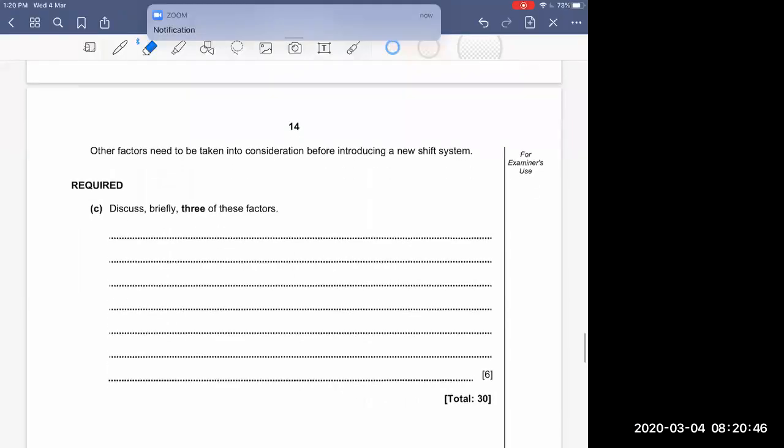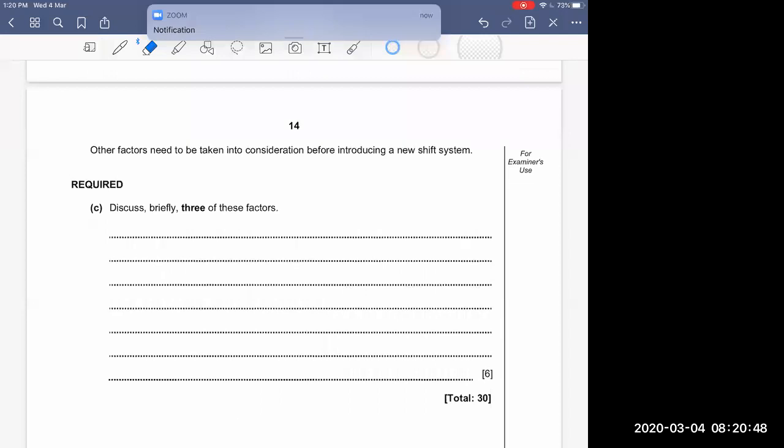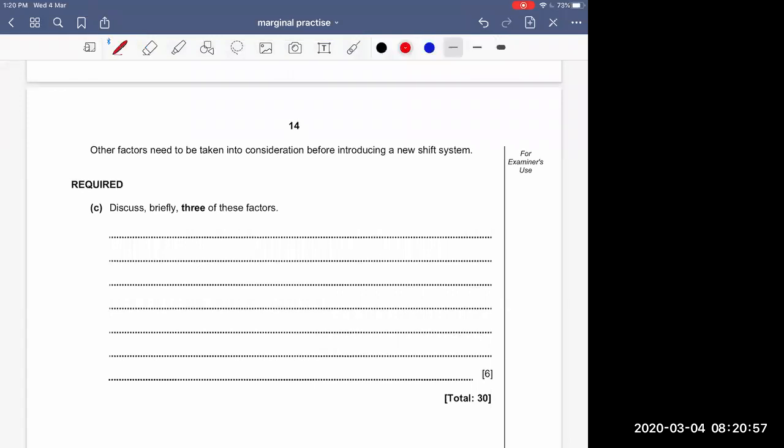The next requirement is: other factors that need to be taken into consideration before introducing the new shift. Now, what could the other factors be? Some factors are financial, but other factors may include, if we have reduced our selling price, what will our competitor's strategy be? If the competitor reduces their selling price too, we can move towards a price war.